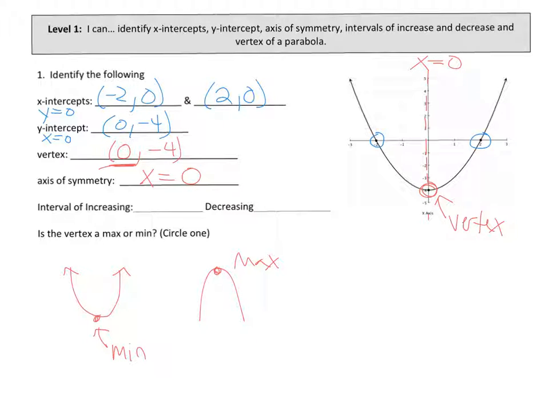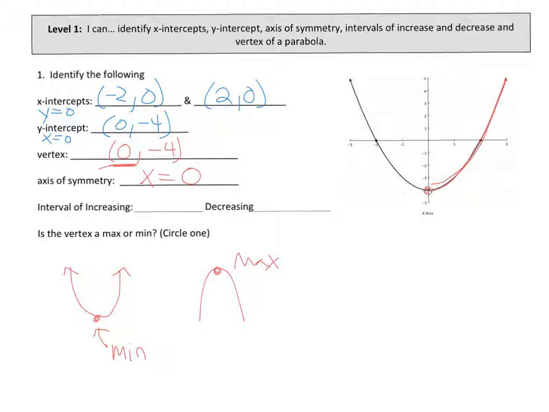The interval where the graph is increasing is where the graph goes up from left to right. So the part of the graph that's increasing is this part right here on the right side. And intervals always go from an x value to another x value from left to right.